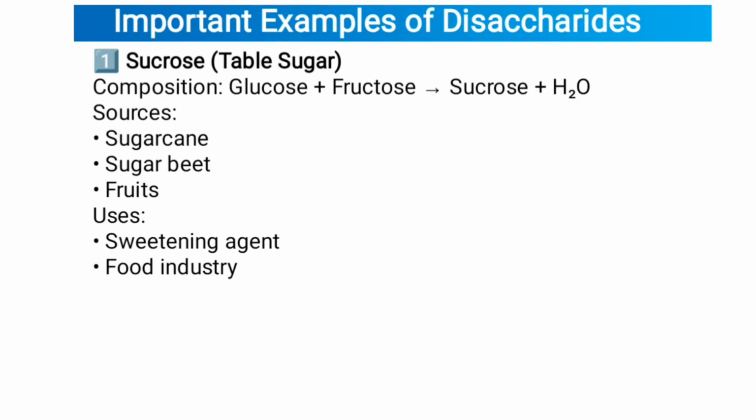Important examples of disaccharides: the first one is sucrose, table sugar. Composition: glucose plus fructose gives sucrose plus H2O. Sources: sugarcane, sugar beet, fruits. Uses: sweetening agent, food industry.